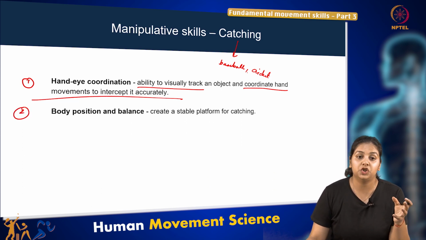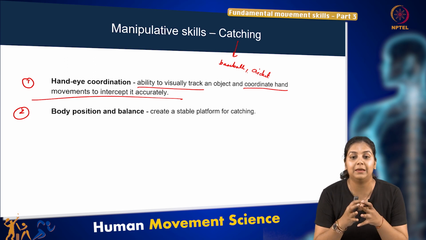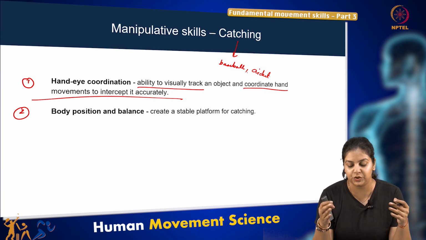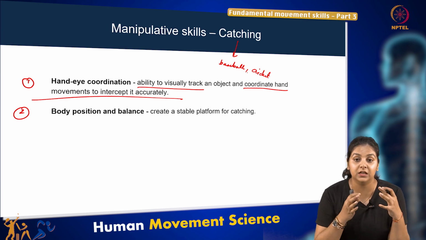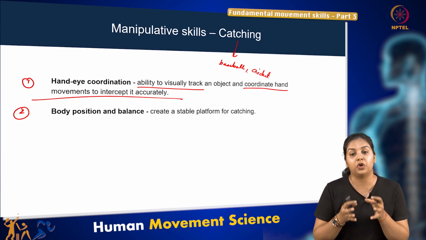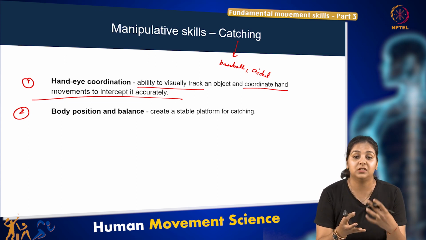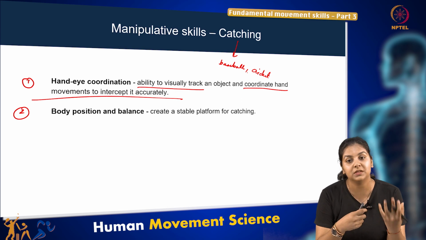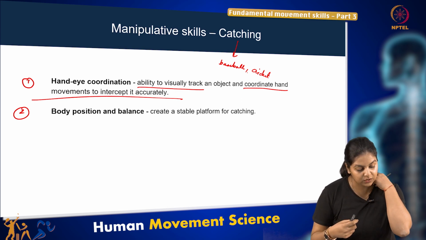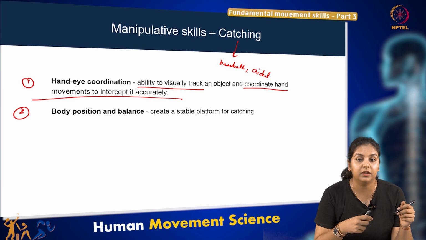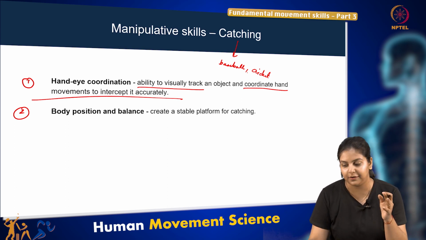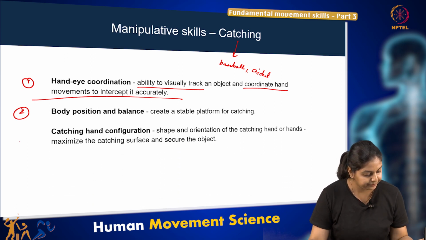There's also body position and balance, so as to create a stable platform for catching. As you can see in cricket, for example, if the fielder is not at the right spot during the catch and is running and catching and is not able to have a stable platform, he often misses the catch, right? So it's quite important that you have good body position and balance to create a stable platform for catching.